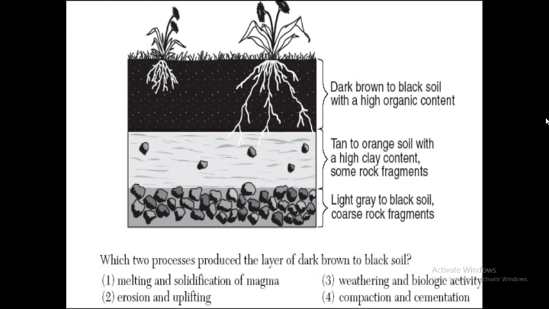And here's a Regents question for us. If you're taking a look at this image, you've got dark brown to black soil, high organic. You've got the medium, which is tan to orange soil, high clay. And then you've got the light gray to black soil, coarse rock fragments. Which two processes produce the layer of dark brown to black soil? In this case, it was 3, weathering and biological activity.